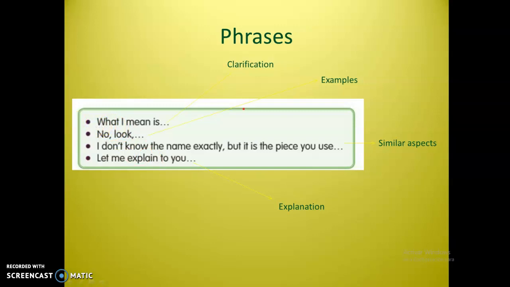The phrase number 1 says, "What I mean is." This is related to clarification, to make things clear. When you say something and the other person doesn't understand you, you clarify your ideas. So this is a useful phrase to use: "What I mean is," and then you explain your ideas better.